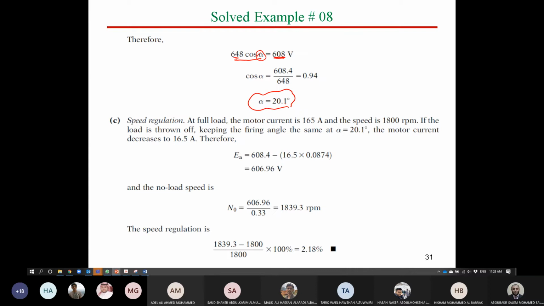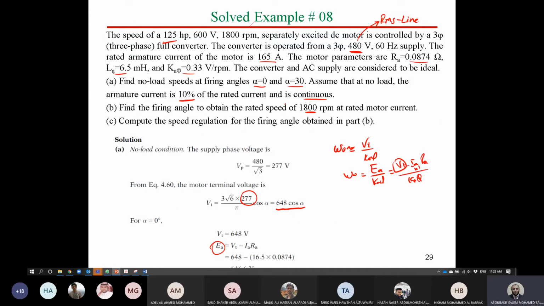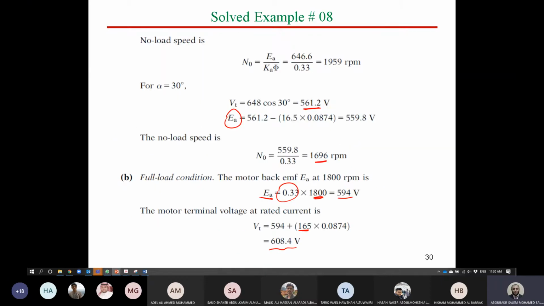Number 3, compute the speed regulation for the firing angle obtained in part B. So you have now part B, you obtain the firing angle at speed of 1800, but now you need also to obtain the speed regulation. You know speed regulation equals full load speed minus no load speed over full load speed. So for now we need to obtain the no load speed at the firing angle of part B. So simply we can obtain the no load speed like what we have made already in part A, but with the firing angle of part B.